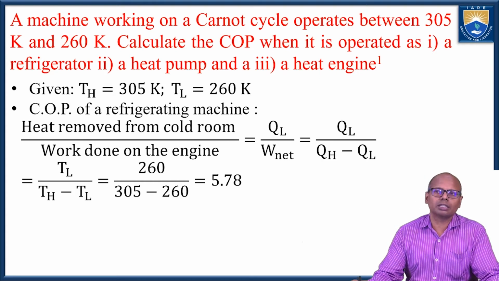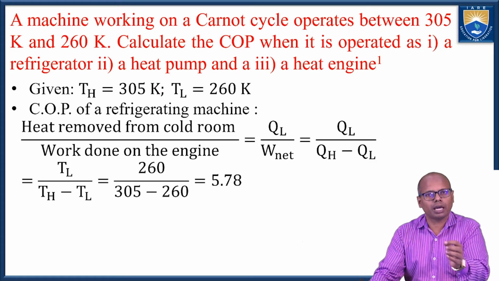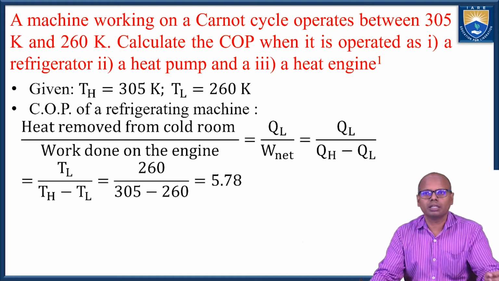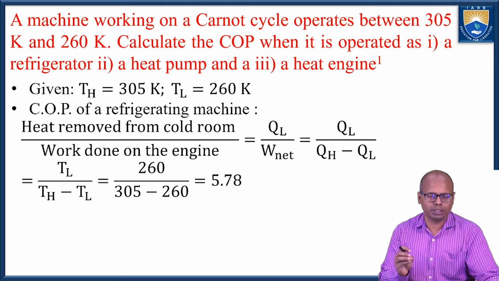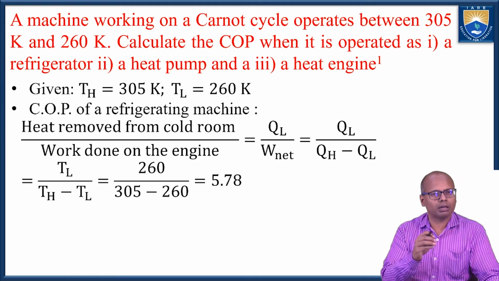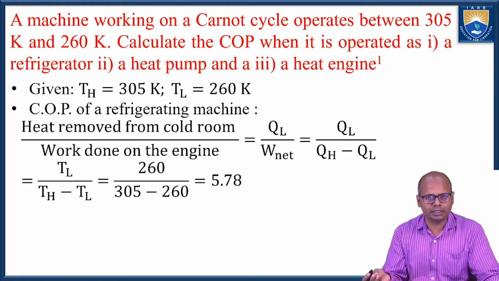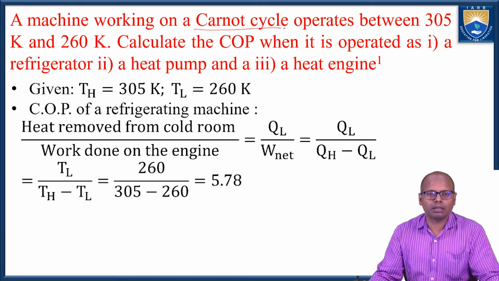So that is the reason the problem says that the machine working on a Carnot cycle operates between 305 Kelvin and 260 Kelvin. Calculate the COP when it is operated as a refrigerator, as a heat pump or as a heat engine. So the same machine can work. This point we should keep in mind: the same machine can work as a refrigerator or as a heat pump or as a heat engine, provided it is working on Carnot cycle.